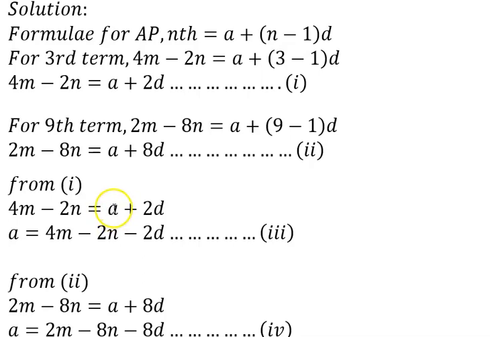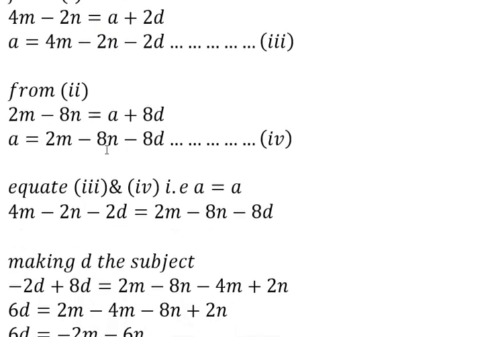So a will now be 4m minus 2n. If this plus 2d crosses over the equality sign, it will change to minus 2d. Let's call this our equation 3. Beautiful. Also, we do the same thing for our equation 2. We make a the subject of our relation. Our equation 2 is 2m minus 8n equals a plus 8d.